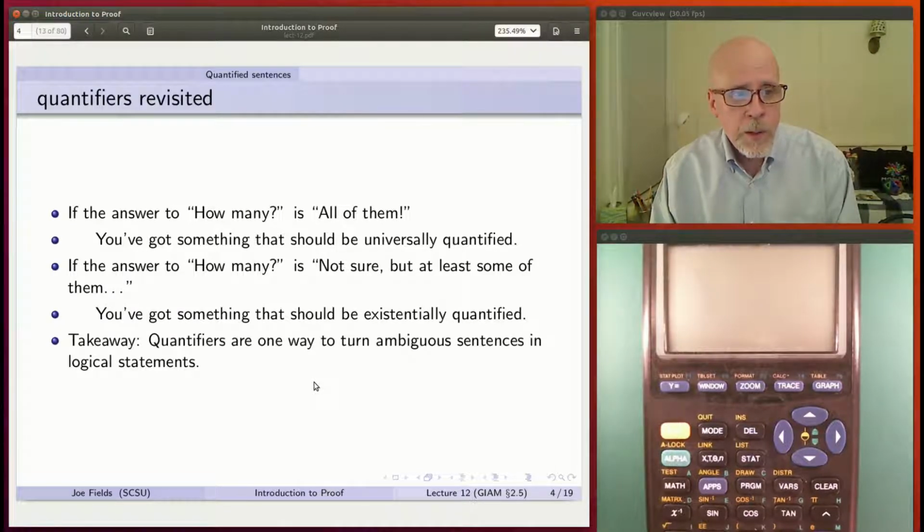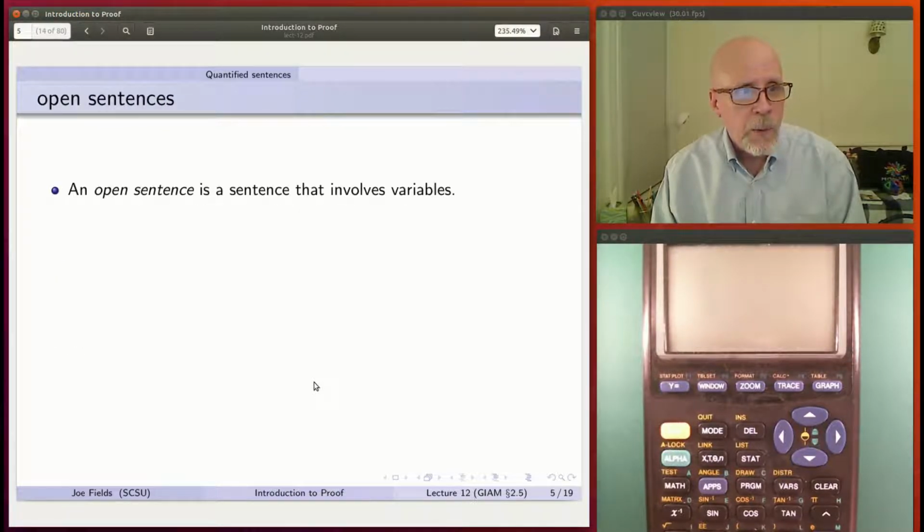The takeaway here is that quantifiers are a way to achieve non-ambiguity. Is that a bad word? To take something that's ambiguous and fix it and make it into a logical statement, something with a definite true-false value. Okay, so terminology. An open sentence is just a sentence that has variables in it. Here's an example. P of x, y is the sentence that x is less than y.